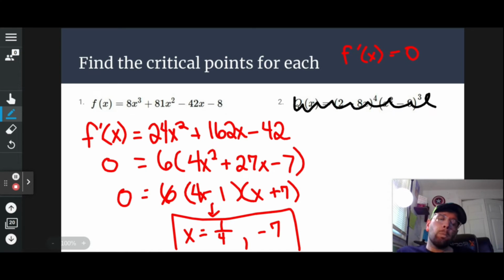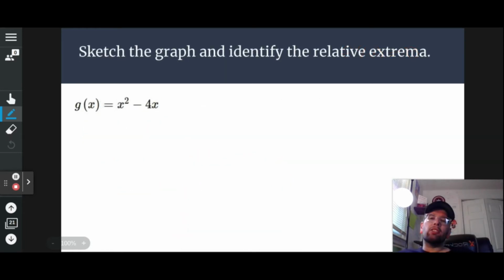We're skipping that because that one's just brutal. It's a lot of factor by grouping problem stuff. I regret putting it in there in the first place. It's just not fun. Sketch and graph the identity of the relative extrema.